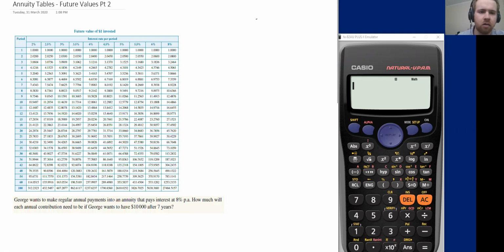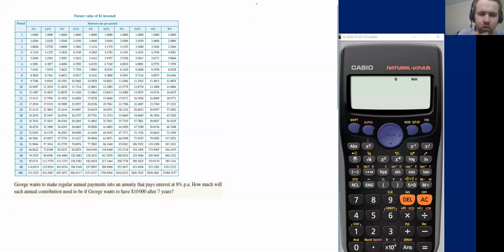Okay, so we've got our table here, and now we've got a question that says George, so old mate George wants to make regular annual payments into an annuity that pays an interest rate of 8% per annum. How much will each annual contribution need to be if George wants to have $10,000 after 7 years?